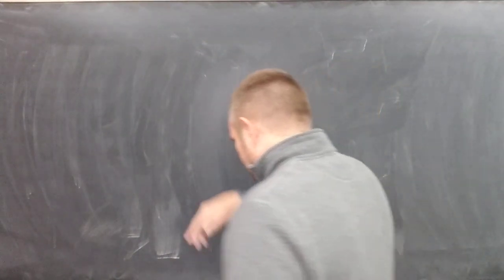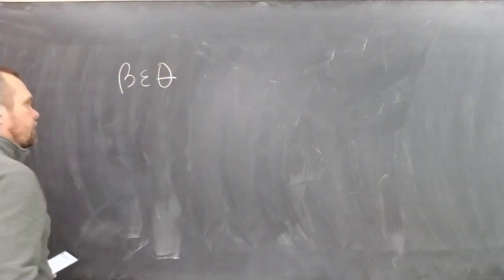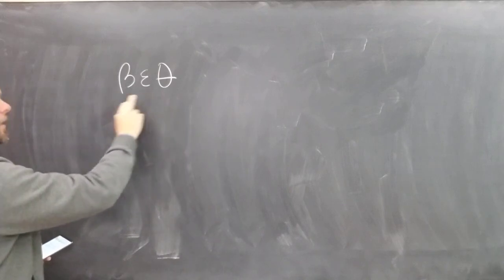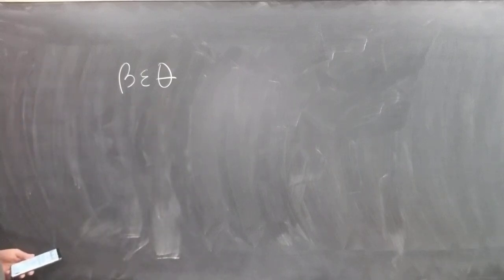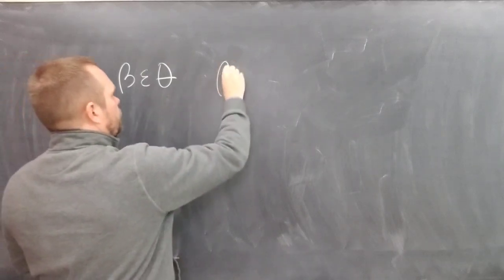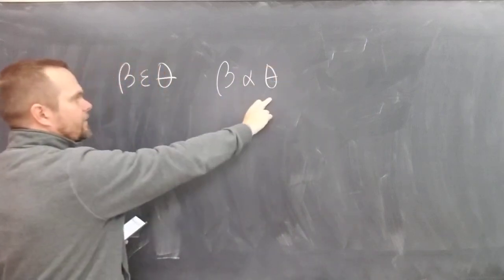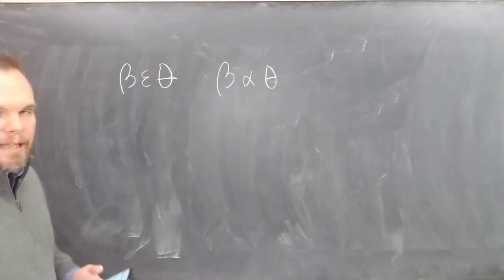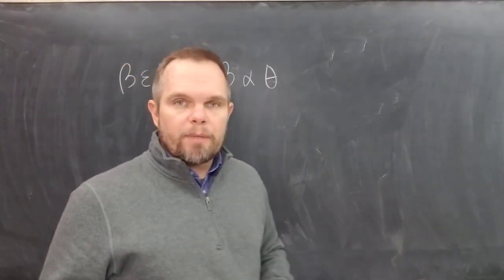So to practice reading, this would be read beta epsilon theta, beth. And this would be bath.